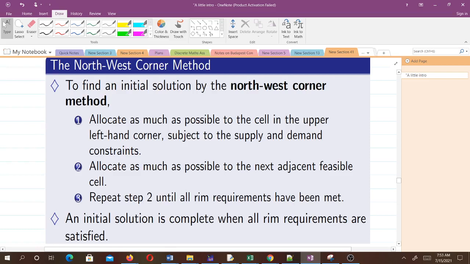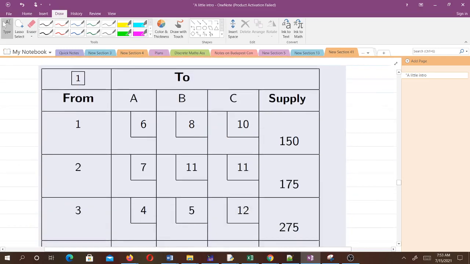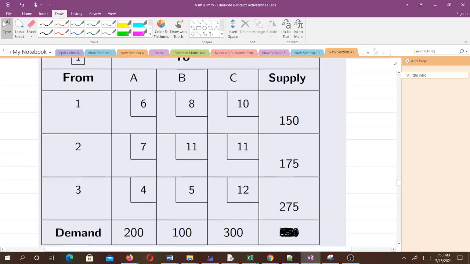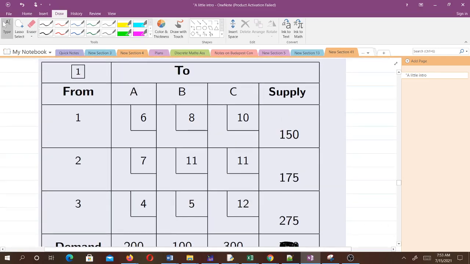And an initial solution is complete when all rim requirements are satisfied. So let's illustrate everything that we've said here. We are going to apply it to the problem that we had. With this problem that we want to solve, we have to look for a feasible solution, an initial feasible solution to it.